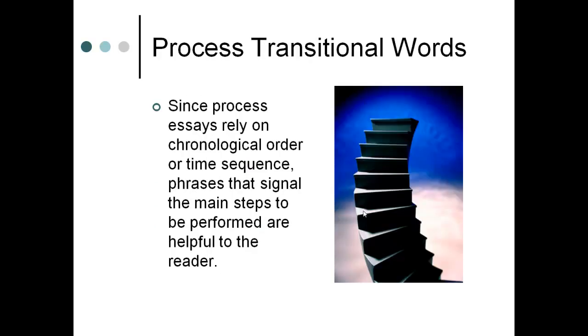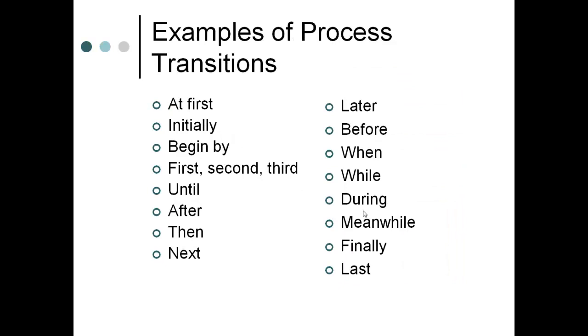All right, very good. Let's move on to transitional words. Since process essays rely on chronological order or time sequence, phrases that signal the main steps to be performed are helpful to the reader. Once again, transitions move you from one step to the next. Here are examples of words and phrases that you might use or read in a process essay.